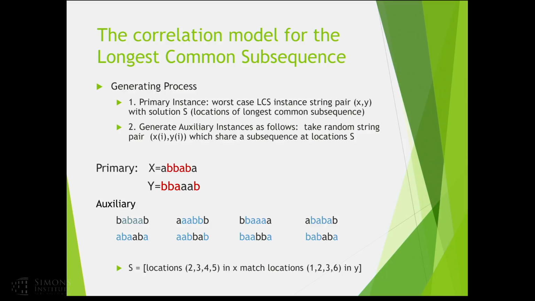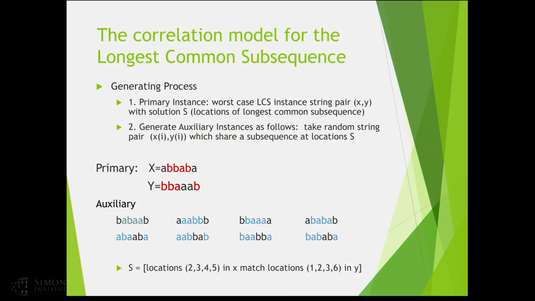It's a worst case instance of longest common subsequence, which has some solution. And so the way we generate the auxiliary instances is we take our primary instance and we take the solution of the primary instance, we draw random strings conditioned on the positions of the longest common subsequence of the primary instance being matching positions in the auxiliary instance. Now, if we look, we can see that the values of the string at those positions can be different, but we want the positions to be the same.